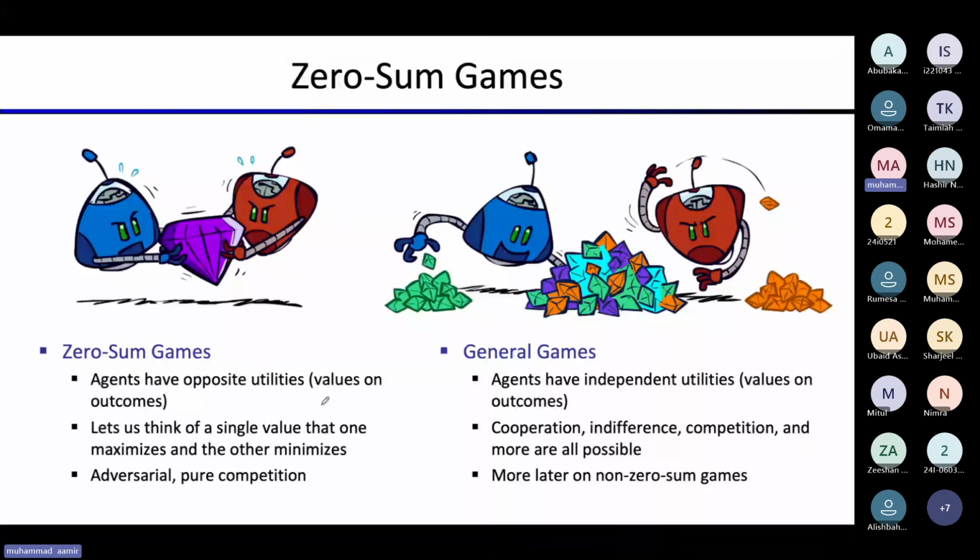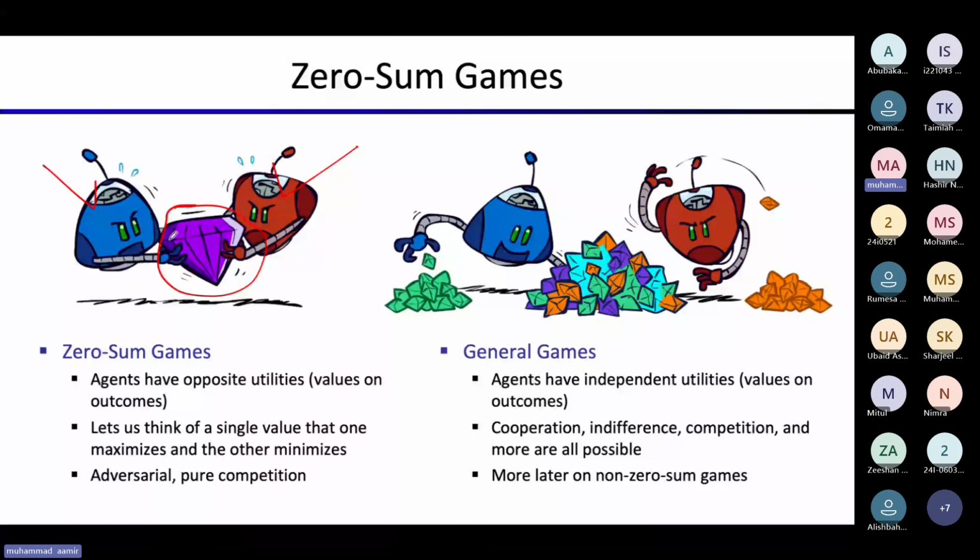Then next, the description of zero-sum games and some general games, which I already discussed with you. This is a very good example. You can see there is a single diamond and two players. This player is trying to get this diamond, and this player is trying to get the same diamond. If the blue player gets the diamond, the blue player will win, and in case of one player's win, the second will automatically lose.